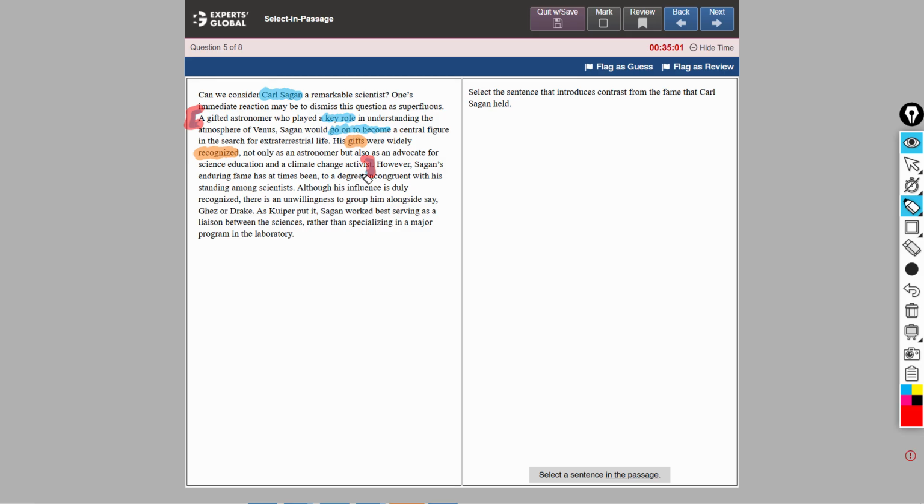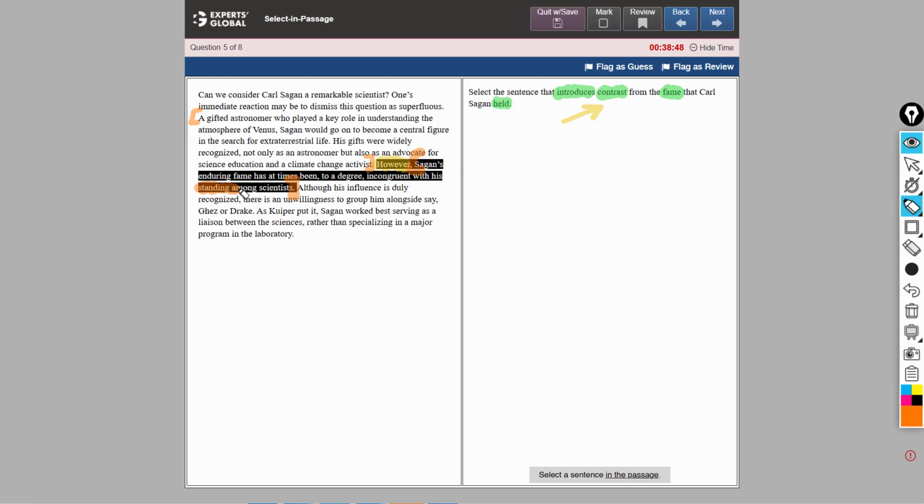interesting happens. The author introduces a contrast trigger and talks about something being incongruent with the enduring fame of this scientist. We need the sentence that introduces contrast from the fame that the scientist held. This sentence introduces a contrast, yes, because we see a contrast trigger here, and what follows is very different from the content of the earlier part of the passage.